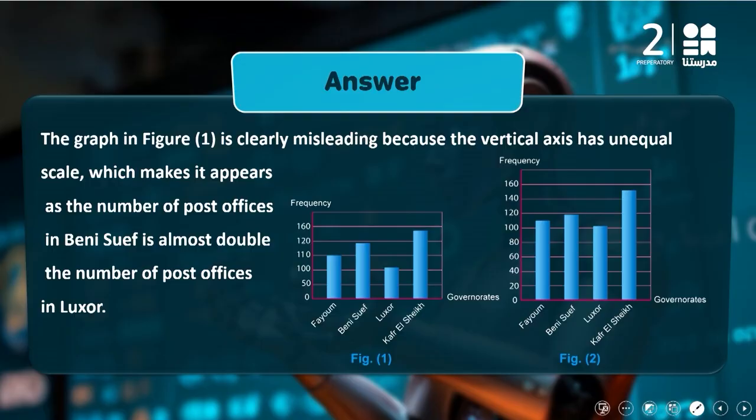In the second figure, figure number 2, we have started from 0. The horizontal axis represents governorates and the vertical axis represents frequency, and the scale goes evenly. So figure number 2 is not misleading.